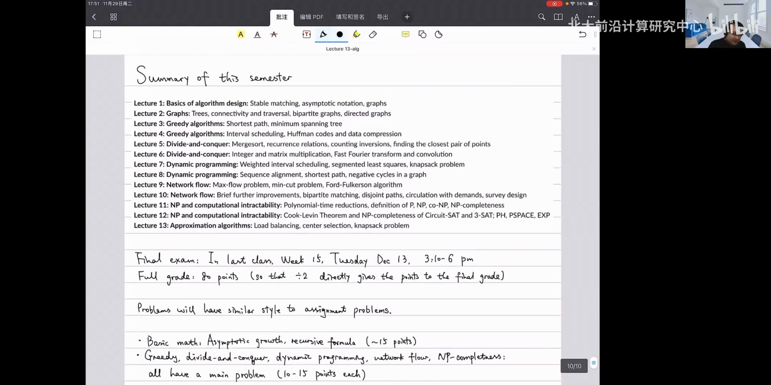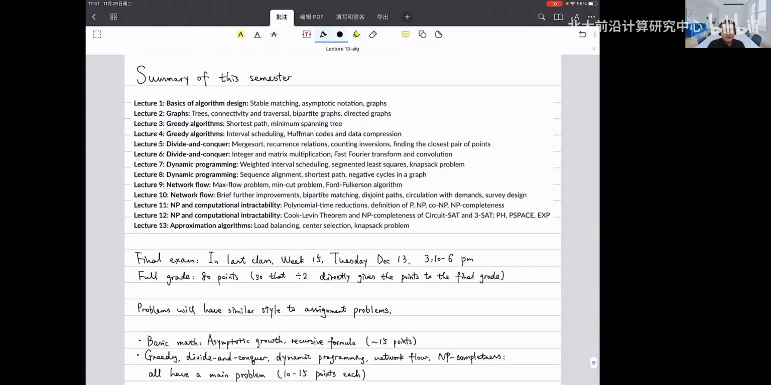In this semester we have been talking about a lot of different things. For the first 2 lectures, we talked about the basics of algorithm design and also about graphs. We introduced a few different problems like stable matching and asymptotic notations, etc. And for graphs, we introduced a lot of definitions related to graphs.